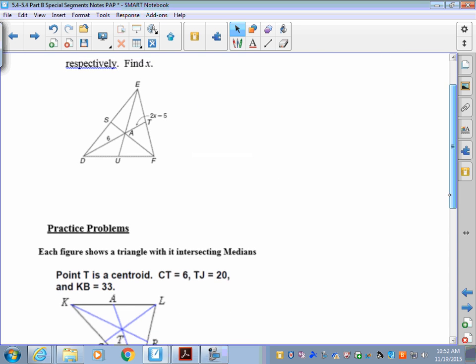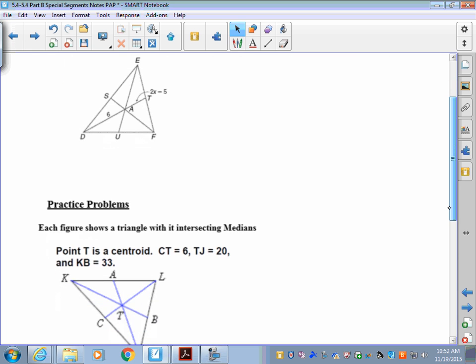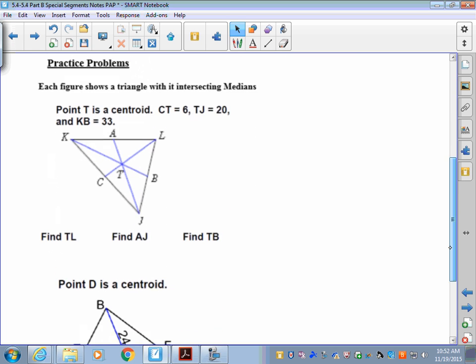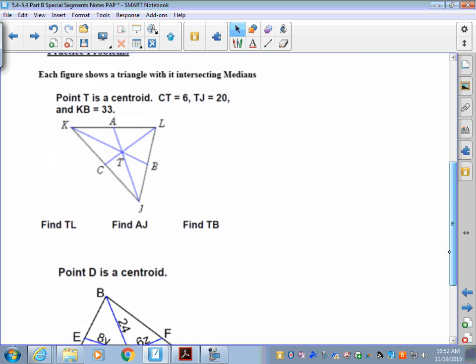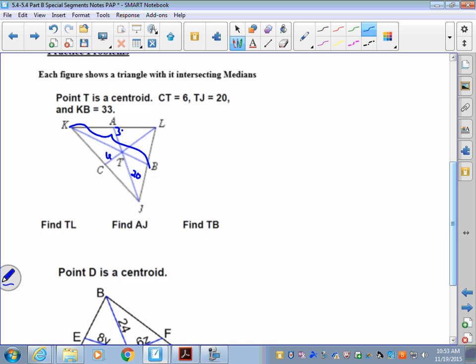On our examples, I'm going to go to an easy one first. So let's do the practice problems here. Point T is the centroid. I'm going to label each part here. CT is 6, so I'm going to do that little part there is 6. TJ, that's a big part, that's 20. And then we have KB, which is the whole median, is 33.